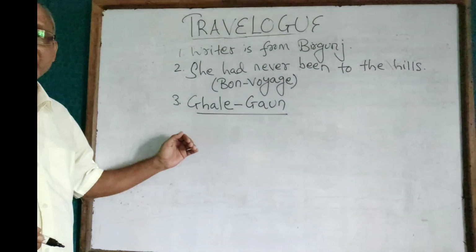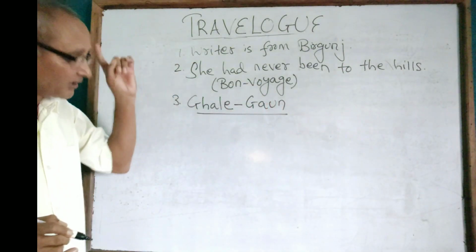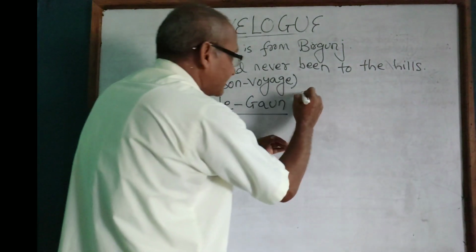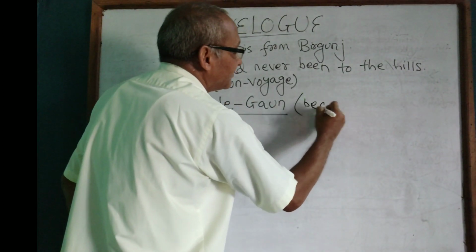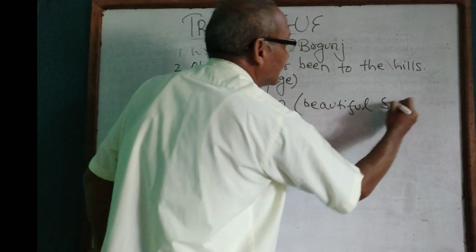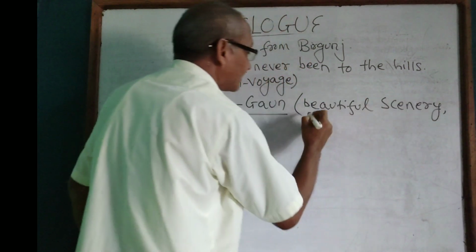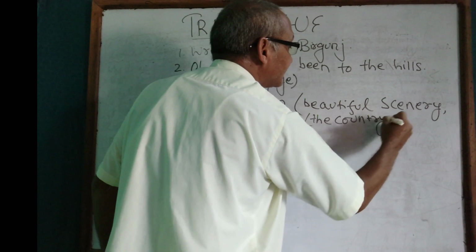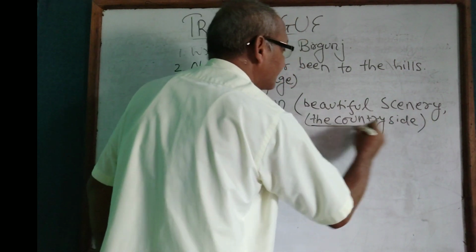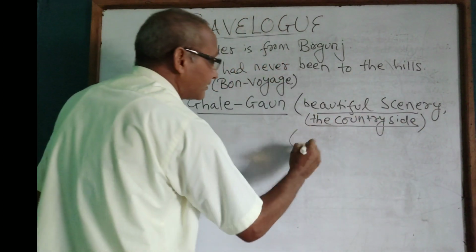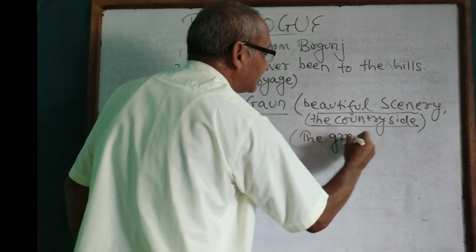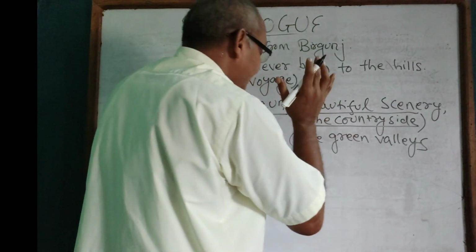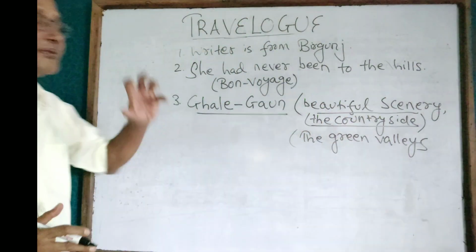The writer talks about Khalegaon, but before she reaches Khalegaon, she also talks about the beautiful scenery, the green hills. Let me mention it here. Beautiful scenery of what? The countryside. Beautiful scenery of the countryside, okay? And the green valleys, they are just appealing to her. She really enjoys it.